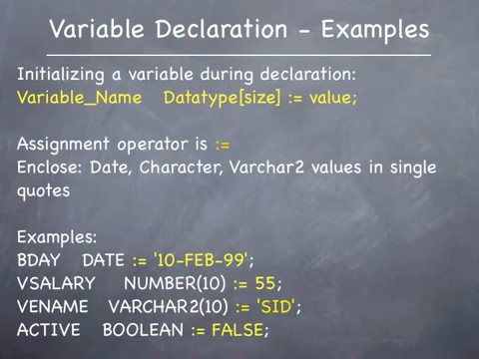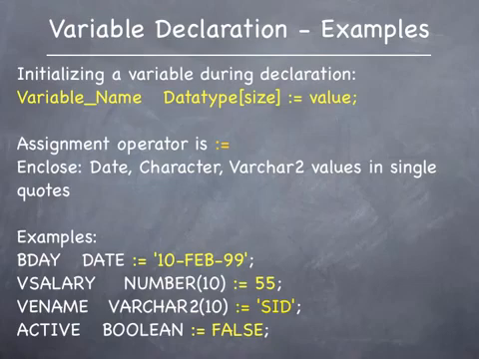Here you're looking at initializing a variable during its declaration. Storing a value into a variable is done using the assignment operator, which is a colon followed by the equal sign. When you are initializing a variable with a value during its declaration, you can specify the value after the assignment operator. Date, char, and varchar2 variables should be enclosed in single quotes.